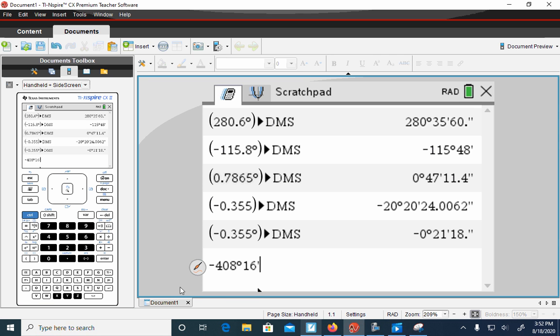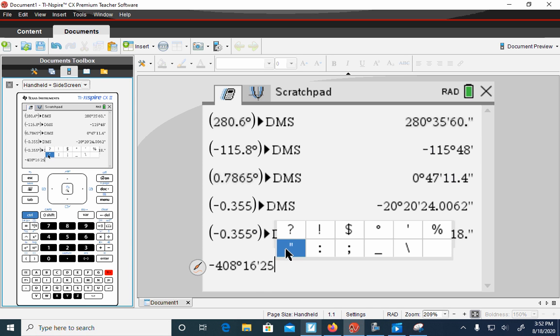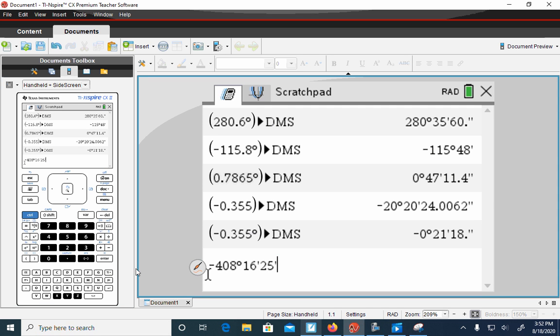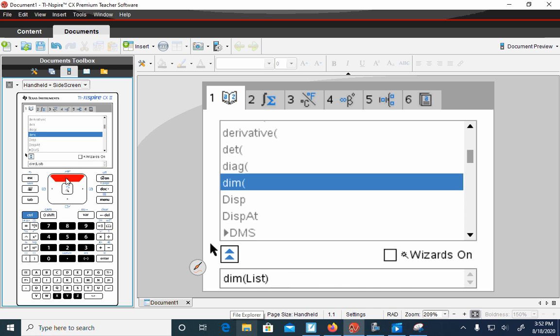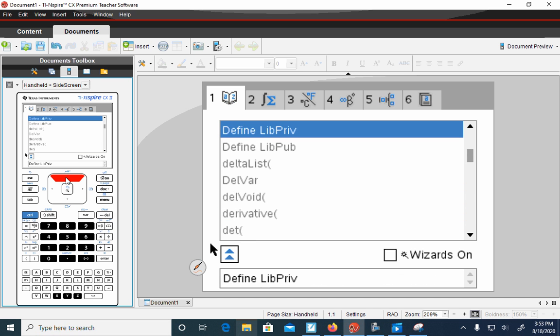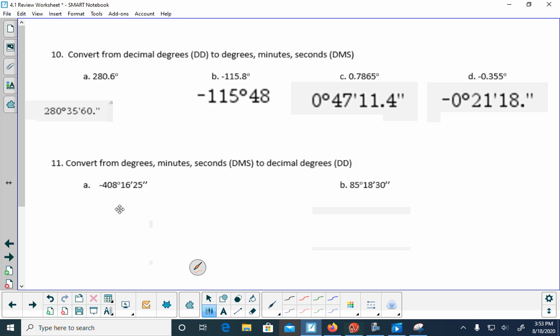And 25 seconds. Remember, when I click here, I'm tempted to use this guy, but he doesn't work, so I have to hit the single one twice. So I'm going to do that. Now this looks exactly like what I have on paper. I'm going to hit the book. I now want to change it to degree decimal, so I'm going to go up to that DD. Hit enter. Hit enter again. The negative 408 matches, and I end up with the 16 minutes, 25 seconds changing to 0.274. So there you go.